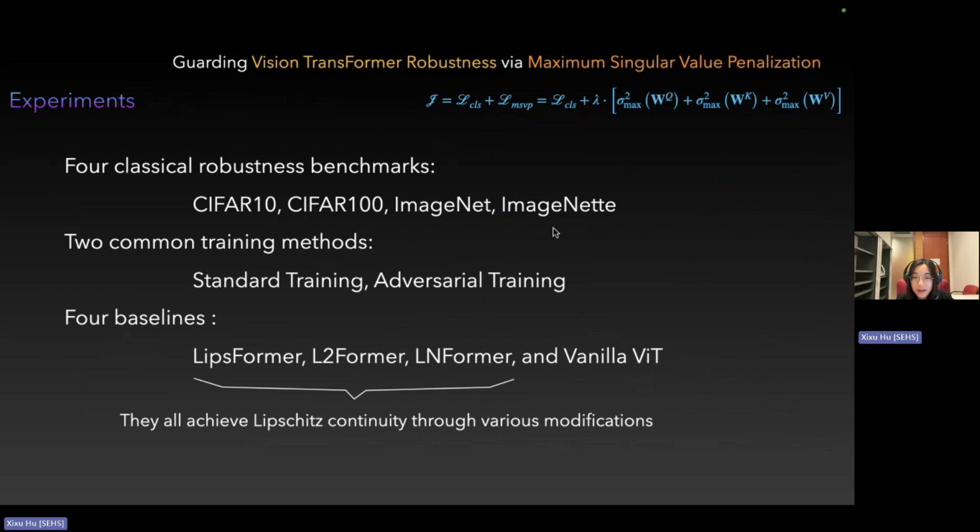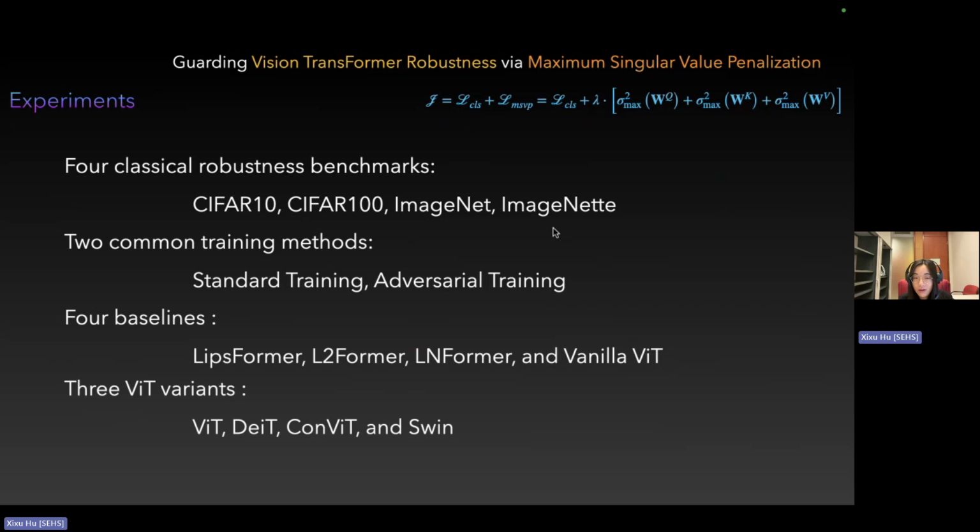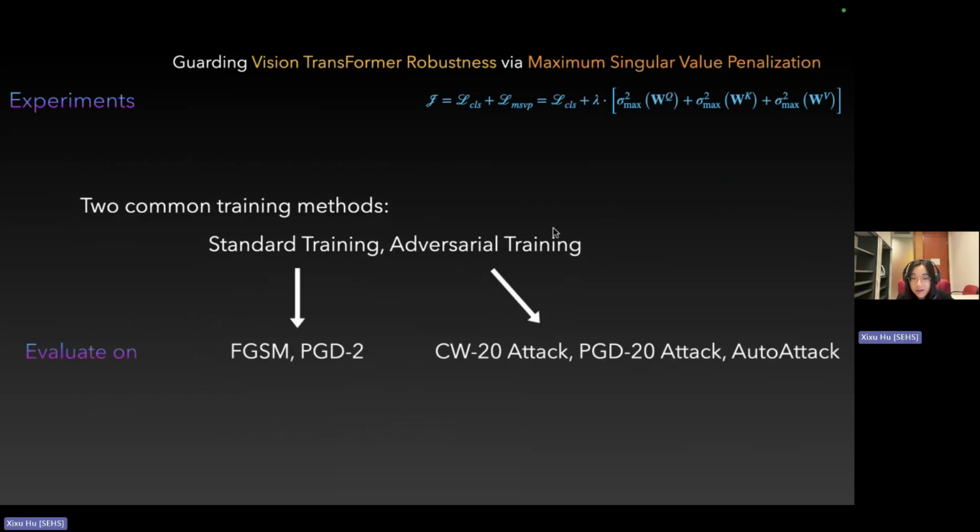We validate the performance of our proposed SpecFormer on classical robustness benchmarks, that's CIFAR-10, CIFAR-100, and ImageNet. And we also test the efficacy of the penalization under two training methods, that's standard training and adversarial training. We select strong baselines, which all achieve Lipschitz continuity through various modifications, together with the vanilla ViT as the baselines. And we validate across strong ViT variants, that's DeiT, ConViT, and the Swin Transformer. For the evaluation on attacks, we evaluate on FGSM and PGD2 for standard training, and we evaluate on CW20, PGD20, and AutoAttack for adversarial training.